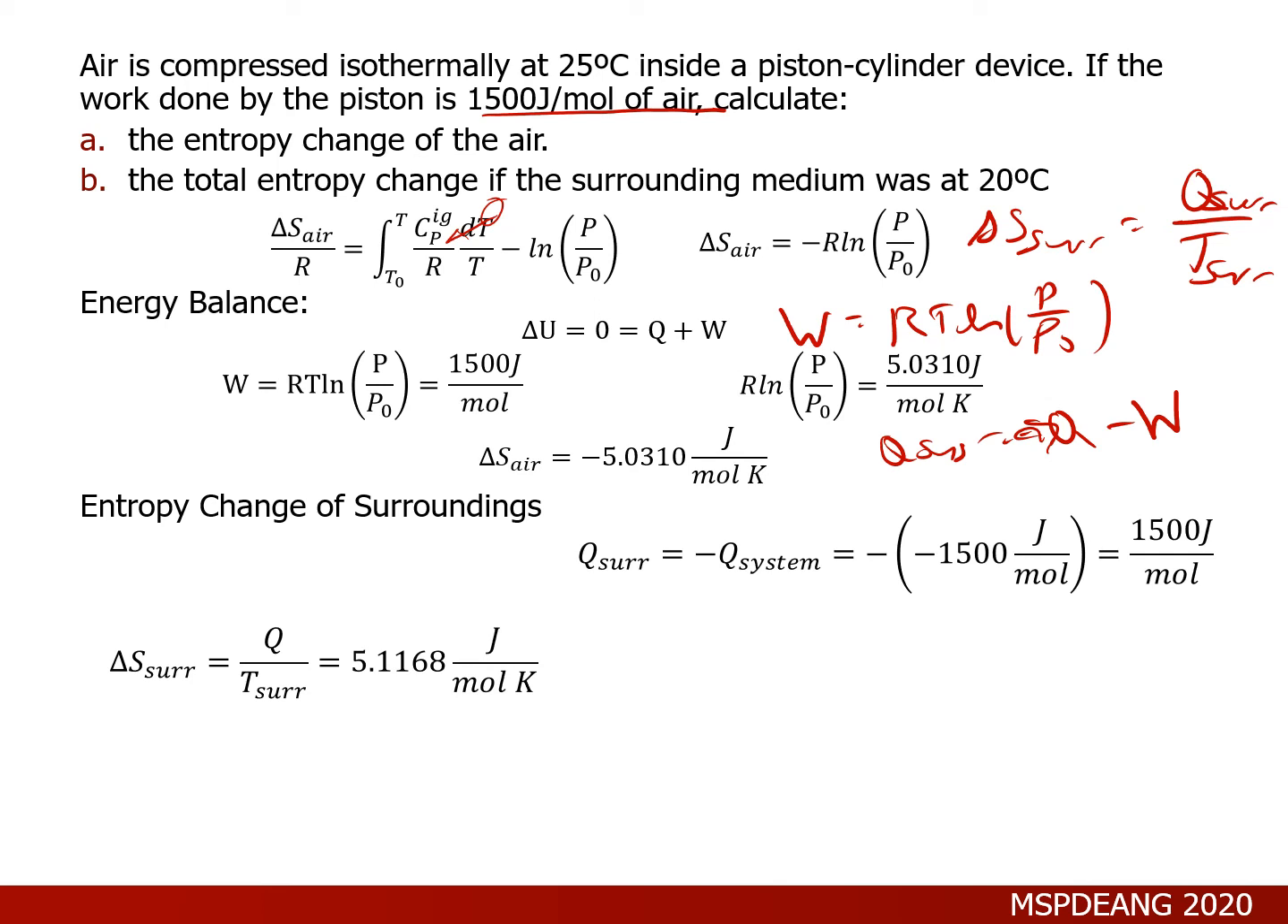And combining, delta S total is equal to delta S surroundings plus delta S of air. You can now get delta S total, which is 0.0858 joules per mole Kelvin, which is now a positive value, meaning the process is actually feasible. So, this process is possible.